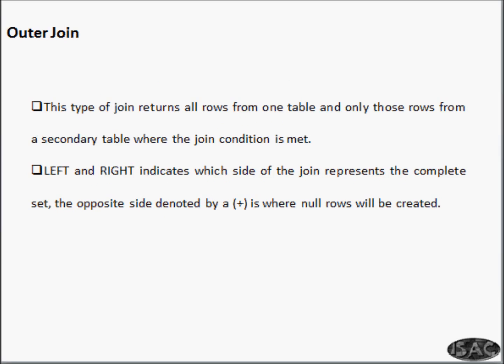Outer join. This type of join returns all rows from one table and only those rows from the secondary table where the join condition is met. Okay. Now there's a left and right outer join, which indicates which side of the join represents the complete set. The opposite side, denoted by a plus, is where null rows will be created. Okay.